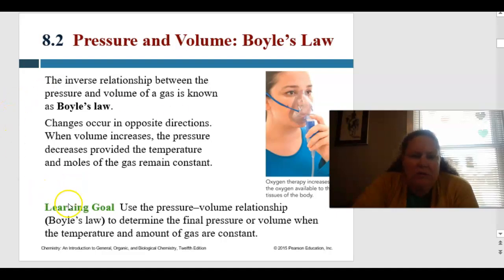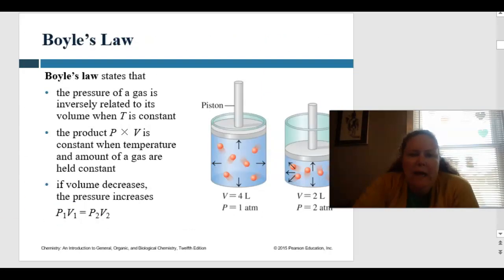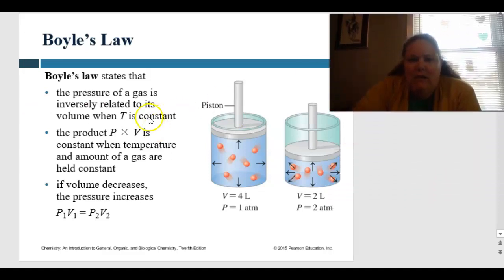So our learning goal for this video is to use the pressure-volume relationship, otherwise known as Boyle's law, to determine the final pressure or volume when the temperature and the amount of gas are constant. So looking at a picture of what this is going to look like, Boyle's law states that the pressure of a gas is inversely related to the volume when, again, temperature is constant. So the product, P times V, is constant when the temperature and the amount of gas are held constant.